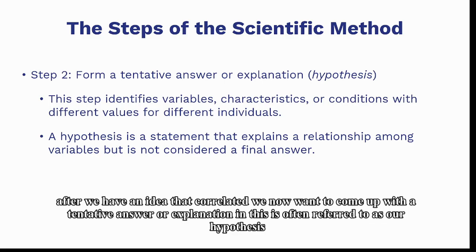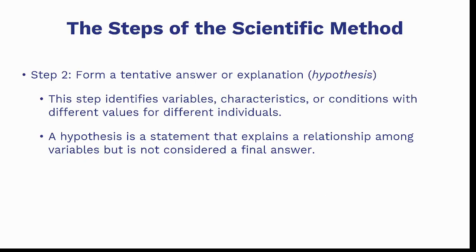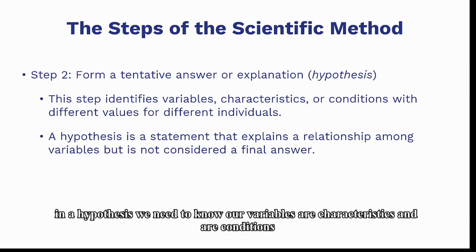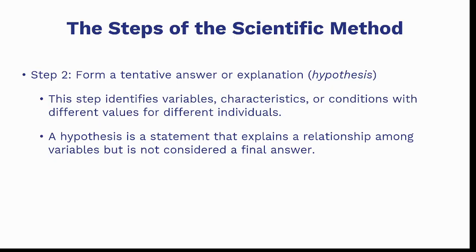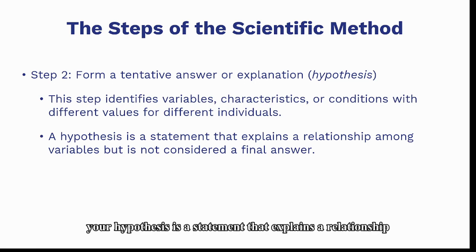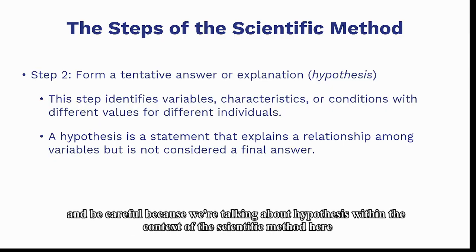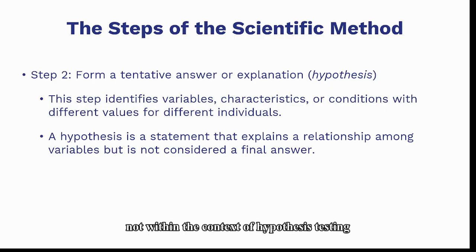After we have an idea that's correlated, we now want to come up with a tentative answer or explanation, and this is often referred to as our hypothesis. In a hypothesis, we need to know our variables, our characteristics, and our conditions, and we need to know how those are different between different individuals or groups. Your hypothesis is a statement that explains a relationship between those variables, but it's not a final answer. And be careful, because we're talking about hypothesis within the context of a scientific method here, not within the context of hypothesis testing. And that'll become clear later in the course.